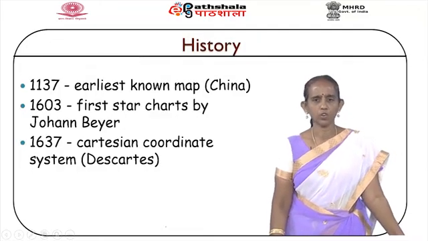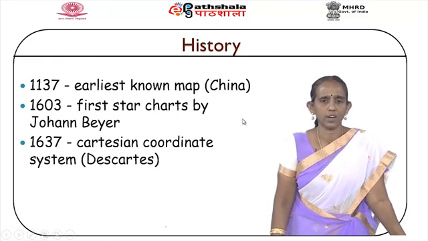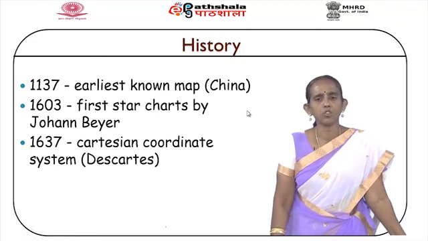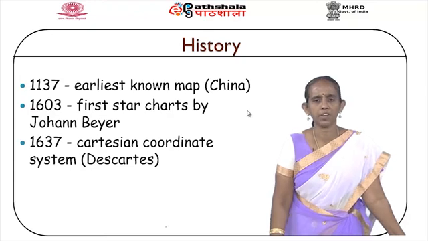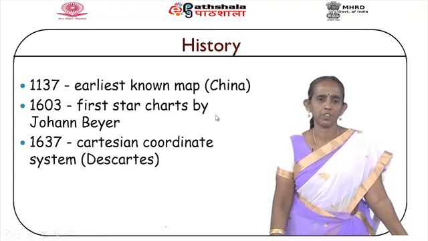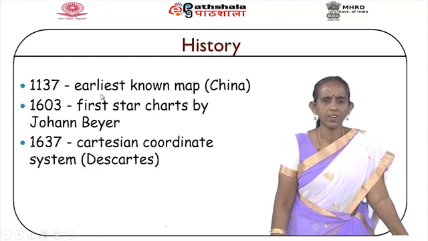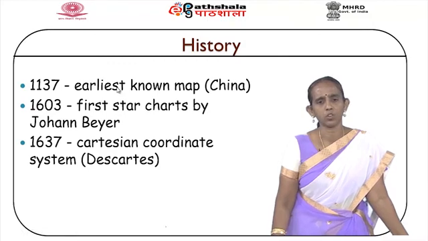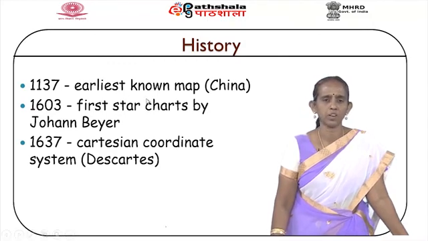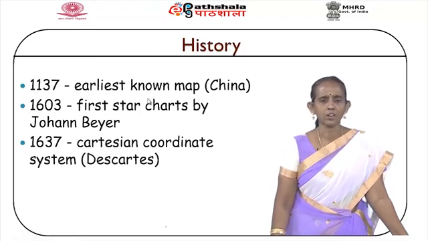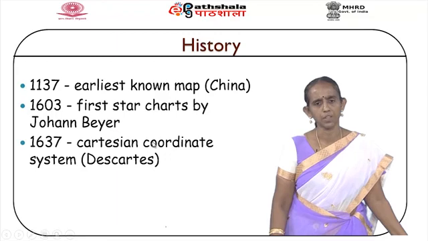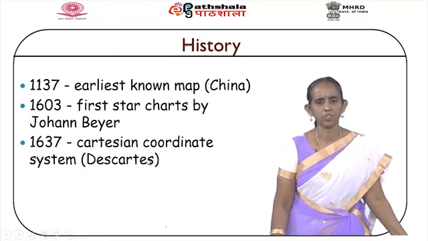Next is the history of visualization. It started in the year 1137, when the earliest known map was introduced. China was represented in the form of a map, which came into existence around 1137. Later on, the map was extended into a star chart, which was represented by a person named Johann Bayer in the year 1603. And in the year 1637, it got extended into a Cartesian coordinate system. Descartes is the person who invented this.